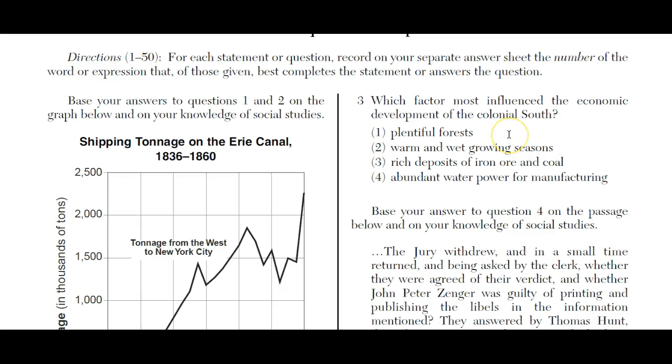Plentiful forests. Well, the South is those big plantations. You don't have forests on plantations. Warm and wet growing seasons. There you go. Remember, colonial South is big about tobacco, and then eventually would switch over to cotton. For those you need warm growing seasons. So number 2 is the correct answer.